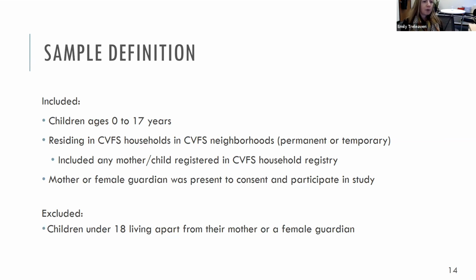So for example, if a set of grandparents are CVFS respondents and reside in a CVFS neighborhood, their adult daughter may come to visit for 3 months with her children who are not permanent residents of that household, but because they're staying for 3 months, they were registered in the household registry and then eligible for this data collection.